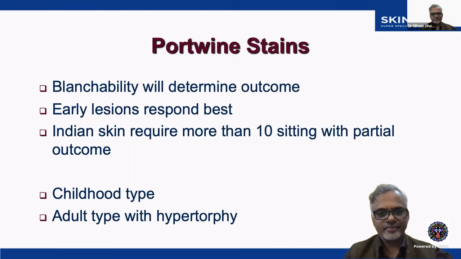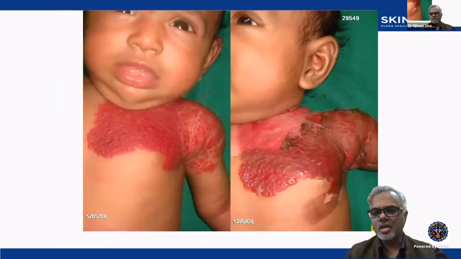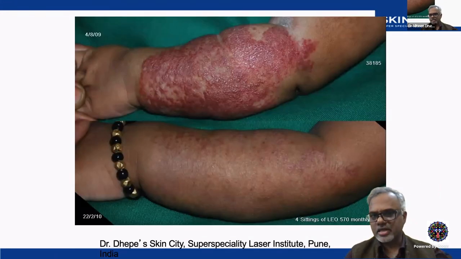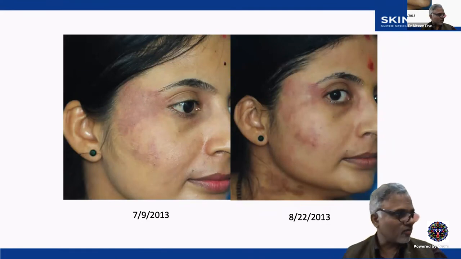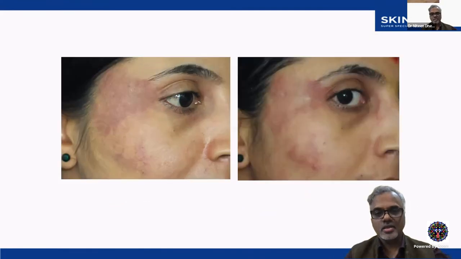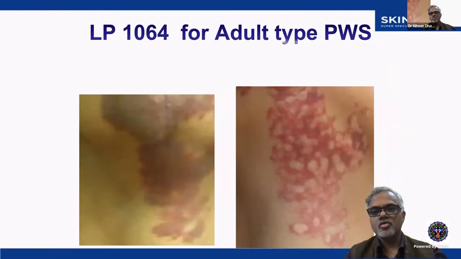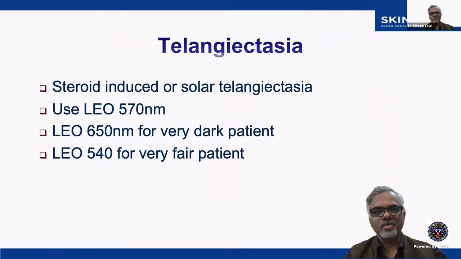First is port wine stain. Blanchability will determine the outcome. Early lesions respond best. Indian skin requires more than 10 sittings. There is a childhood type of port wine stain and the adult type with hypertrophy. You start early, at 1 month of age, so you can have a very good clearance like this. In the adult type, when you cross more than 3 or 5 years, the results are much less. So it works at an early age only.